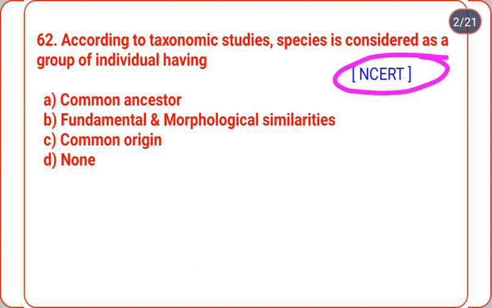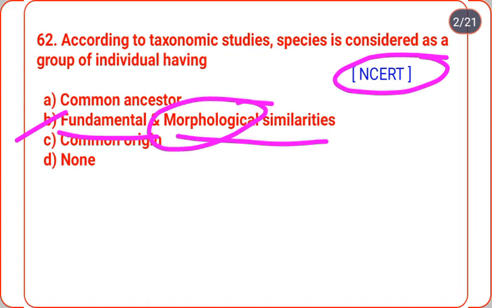So in this question, according to the taxonomic studies, species is considered as a group of individual having, our correct answer will be option B, that is fundamental and morphological similarities. Fundamental and morphological similarities is considered as a group of individual having fundamental and morphological similarities, both, not only fundamental, not only morphological, both will be present.